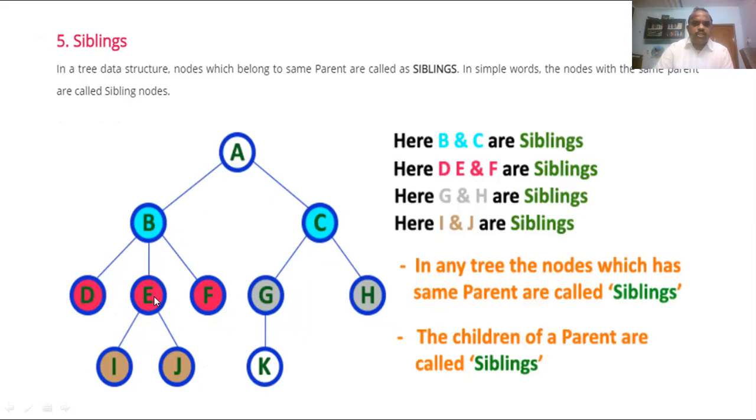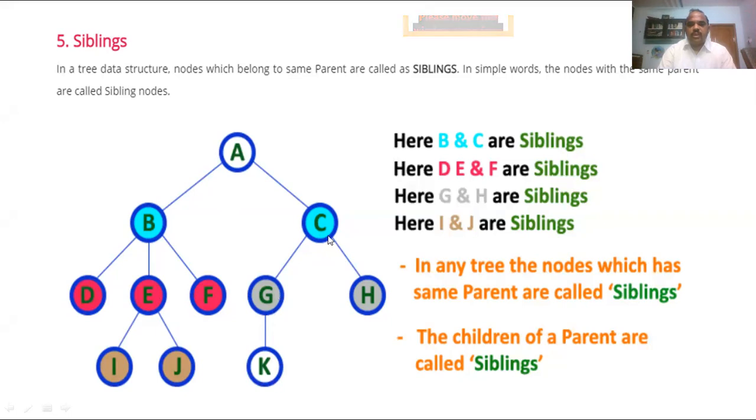Clear? So in any tree, the nodes which have the same parent are called siblings. G and H are the siblings of C. D, E, F are the siblings of B. B and C are the siblings of A. Clear?